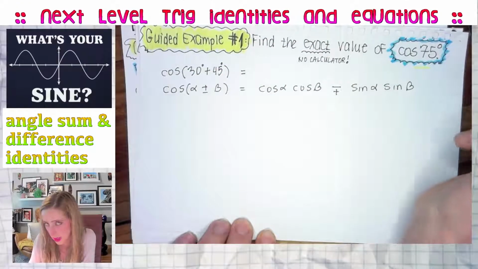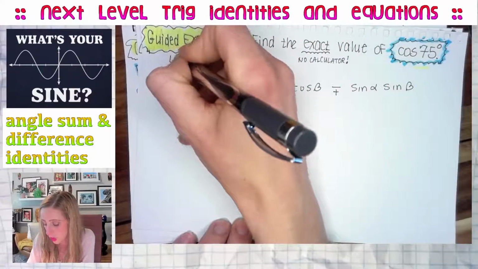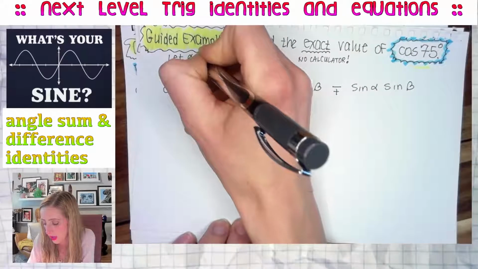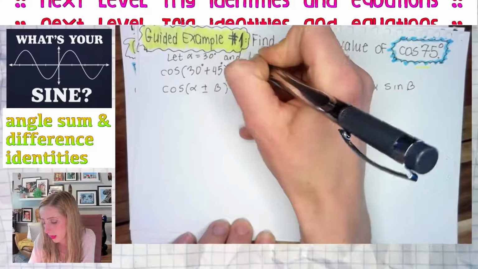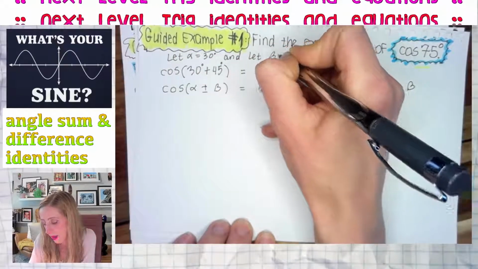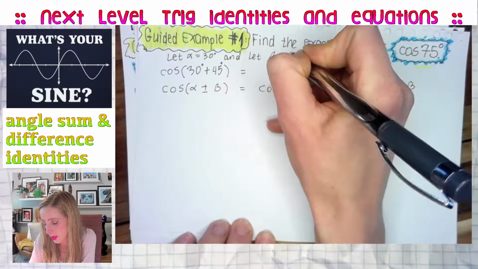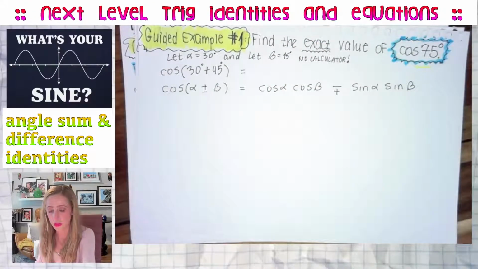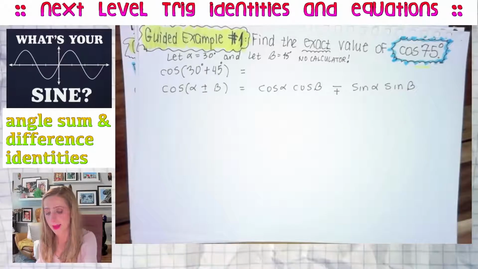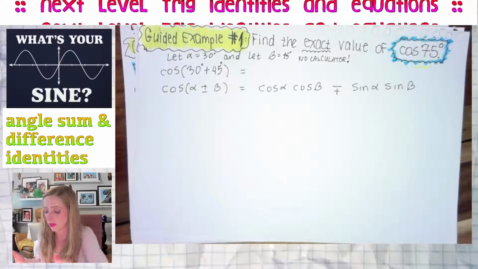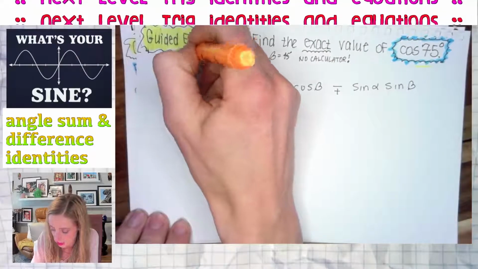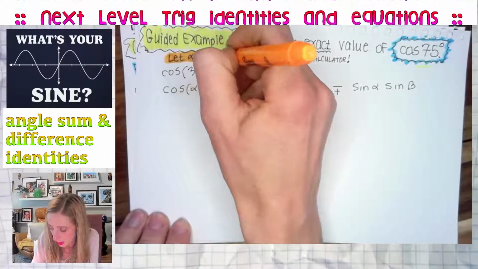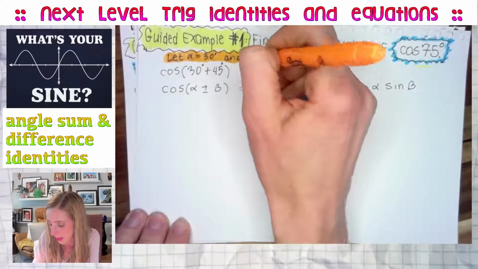Slow down, pay attention, think about this. So that means you're going to let alpha equal 30 degrees and let beta equal 45 degrees. So that's the first thing we're going to do to get this started. We are writing a let statement. We are making some designations, or we're assigning a value to my alpha and my beta.